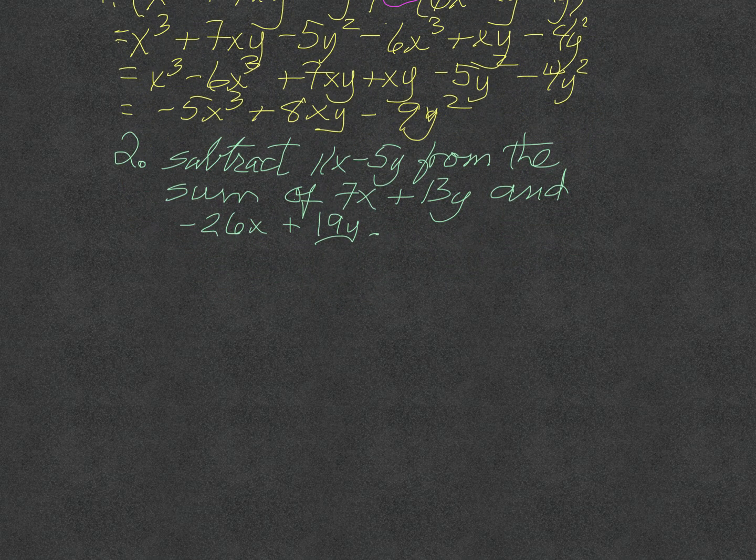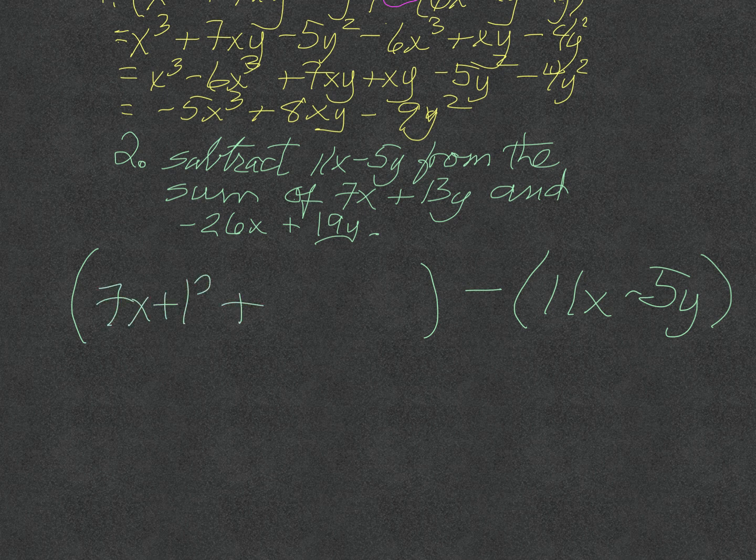So I'm going to subtract this, subtract 11x minus 5y from the sum. So I'm going to add these two together. 7x plus 13y plus negative 26x plus 19y. So now I've got those added together. And so now I've written this out correctly. So at this point, I'm going to take care of the subtraction.